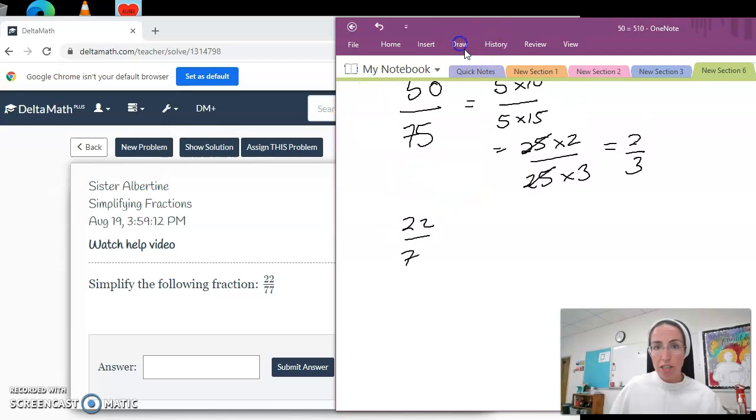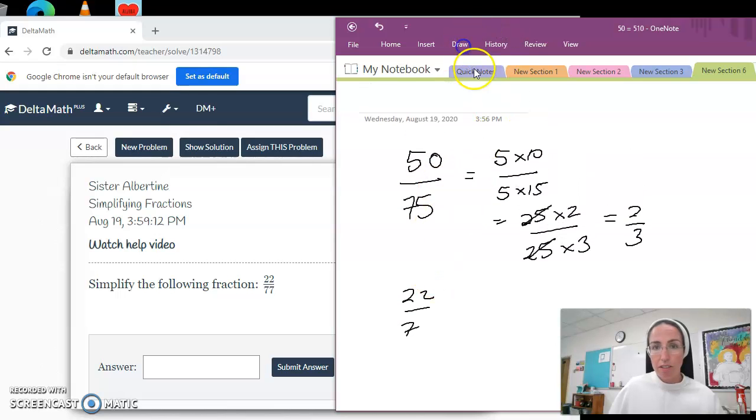So our strategy is to write the factors. 22 is 2 times 11. 77 is 7 times 11. Then, if I have a factor that's common on the top and the bottom, they cancel. And I'm left with 2/7.